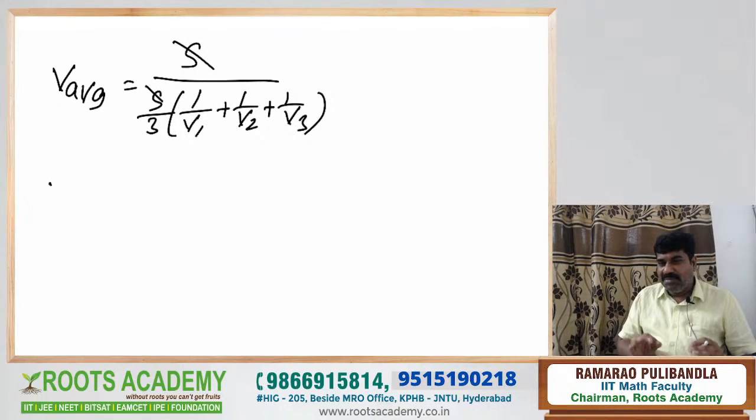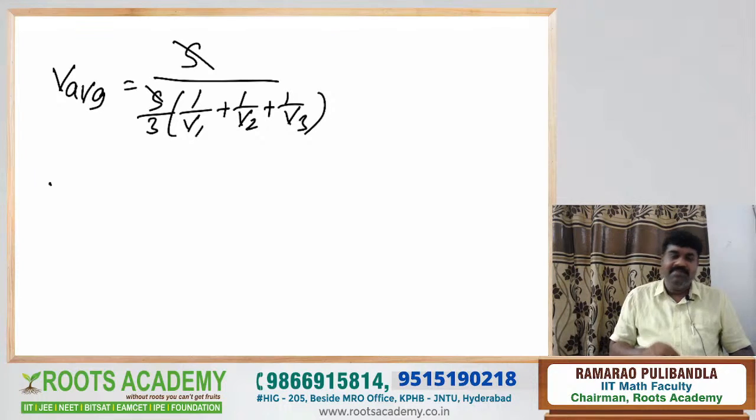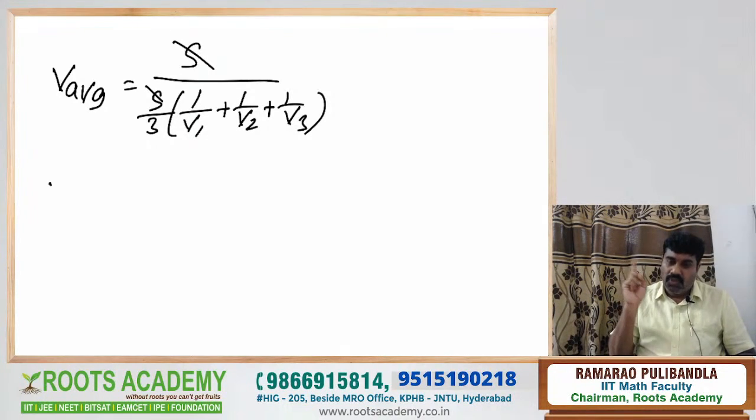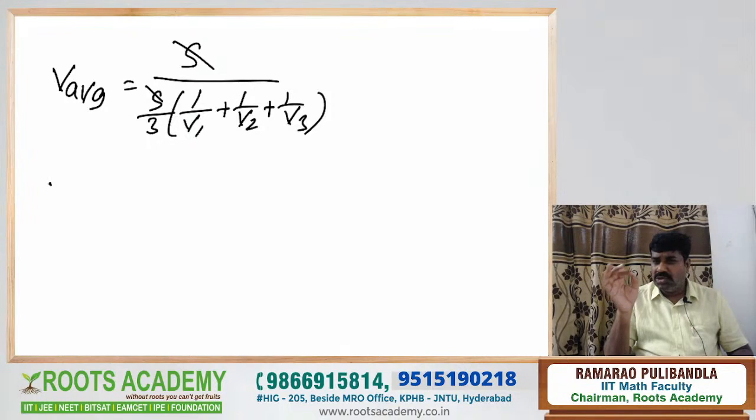From motion in a straight line, there is a chance of a 4 mark question and a 2 mark question. The 4 mark question may be a problem based on S equal to ut plus half at squared, which is the most important one. After that, average velocity problems and 2 mark questions.